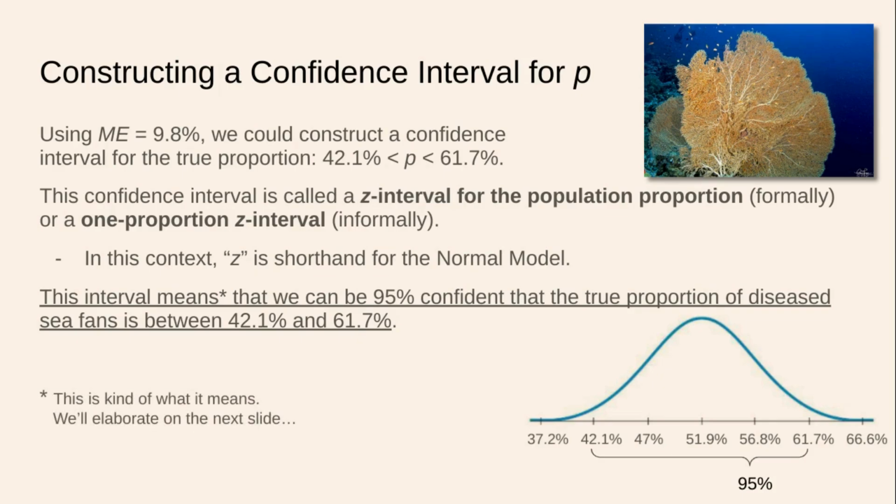Now, you've noticed that asterisk next to the word means, which might be a little concerning, but this is kind of what it means, all right? This is not technically, mathematically, what a confidence interval means, and you will need to know that technical mathematical definition of a confidence interval, and we'll get to that on the next slide, okay?